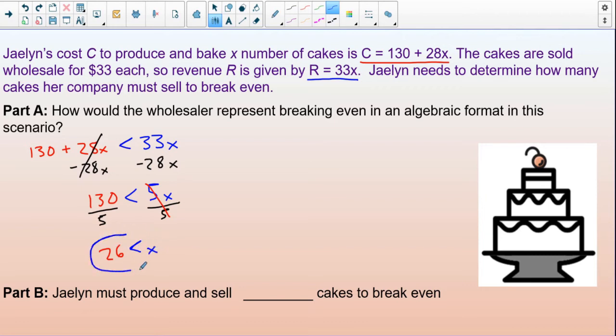So what does this mean? This means that as long as we're selling more than 26 cakes, as long as x is greater than 26, we're going to make a profit in this business. So Jalen must produce and sell at least 26 cakes to break even. More than that, 27, 28, and you're going to start to make a profit.